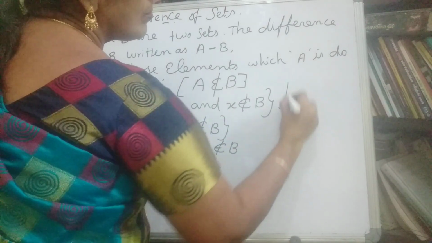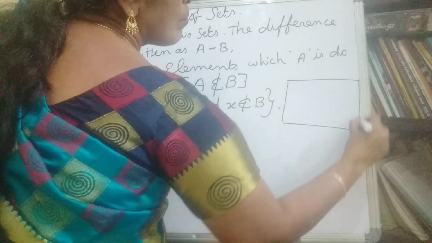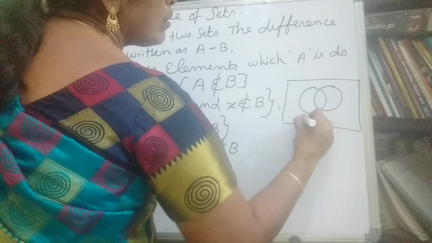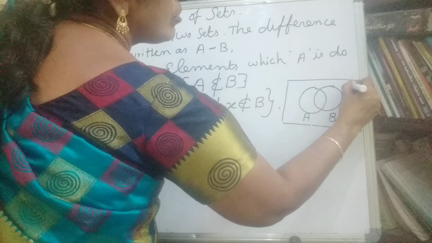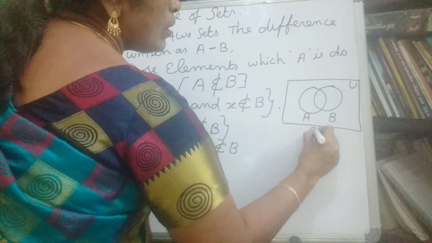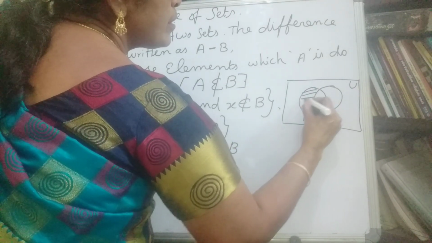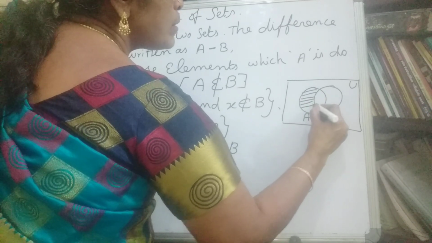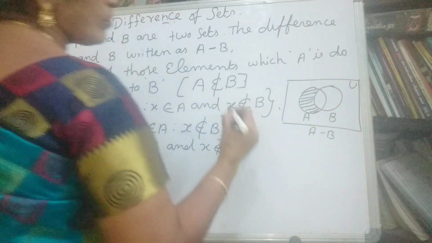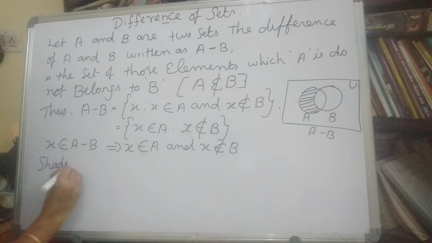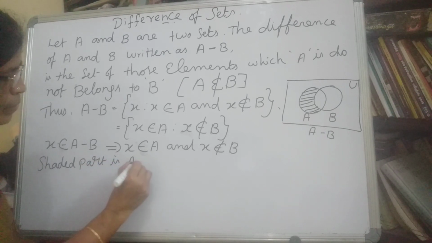Figure: this one is A, this one is B, and this is the universal set. This shaded area is A minus B. The shaded part is A minus B.